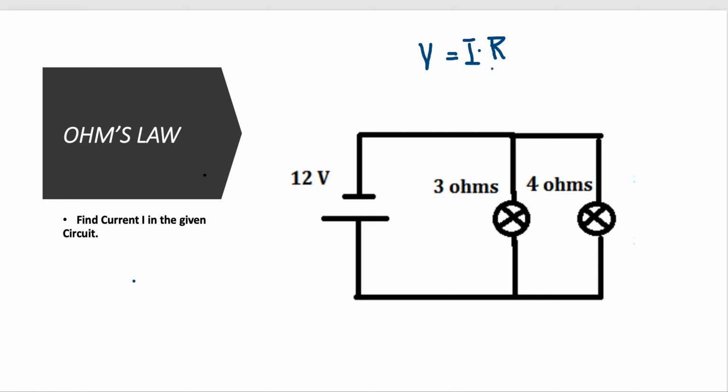If we divide everything by R, this implies the electrical current I is going to be equal to the voltage divided by the resistance. So V divided by R. The voltage here is 12 volts, and this resistance is 3 ohms, and the other resistance is 4 ohms. So now we want to find the intensity, the electrical current I.